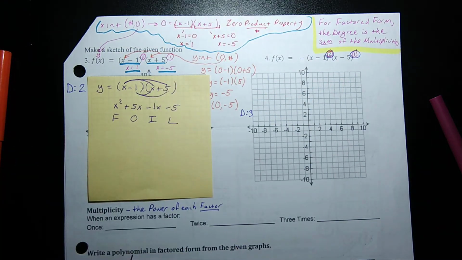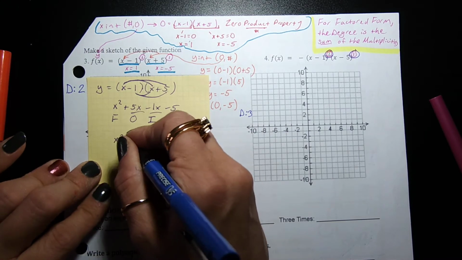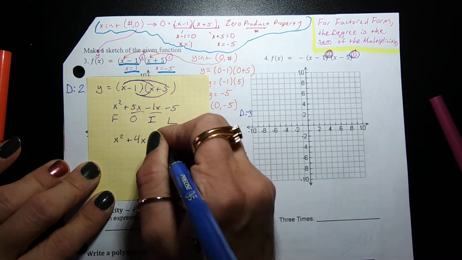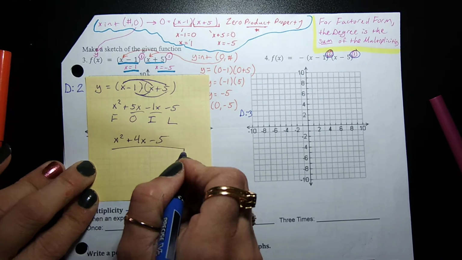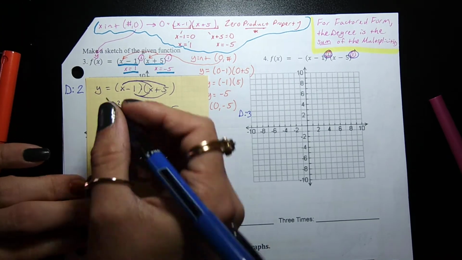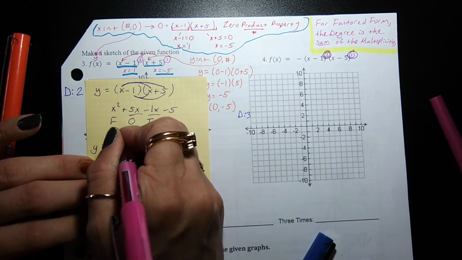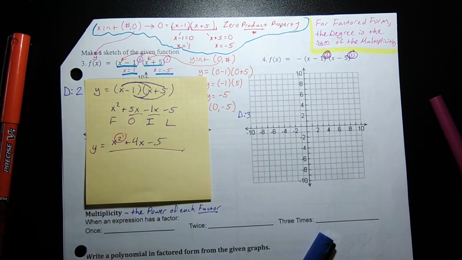How many of you guys remember FOILing from Algebra 1? Remember that acronym? Give me a hand raise if you remember seeing that at some point. Okay, good to know. So then if I simplify this, we would get x squared plus 4x minus 5. So take a look at this problem, which is now in standard form. Is this a degree 2? Sure is, but we don't want to have to FOIL every single time.